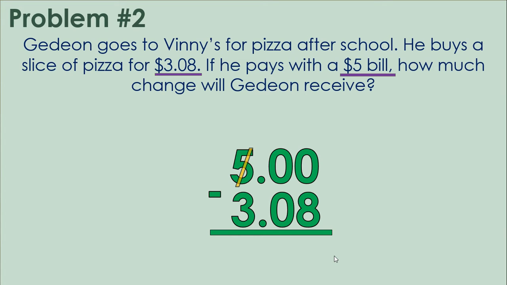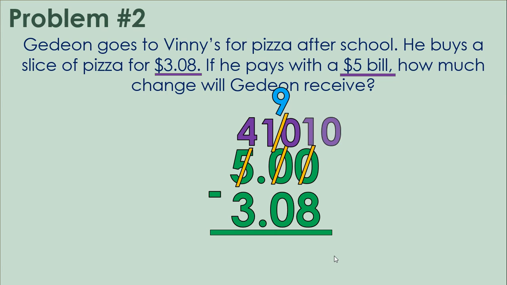So we're going to cross out the 5 and rewrite it as 4 ones because we're going to rewrite one of those ones as 10 tenths. Well, now we can borrow from the tenths place. We can borrow 1 tenth from the tenths place. So now we have 9 tenths left. Since we borrowed 1 tenth, that's the same as 10 hundredths. Now we can subtract: 10 hundredths minus 8 hundredths is 2 hundredths.